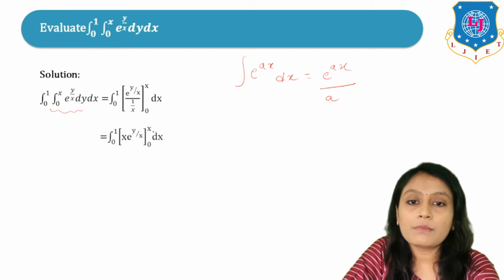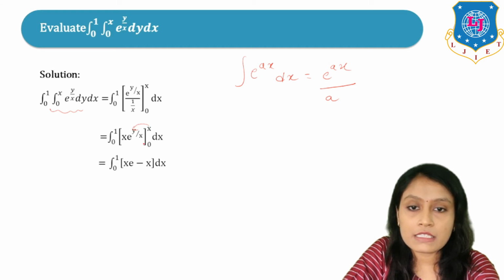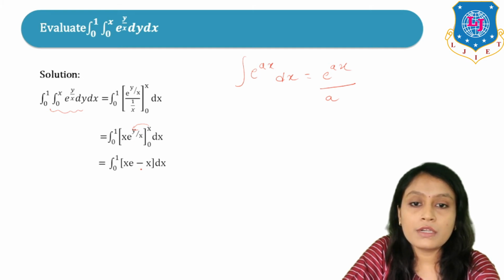Now we will apply the limit. So in place of y we will substitute x. So with this x as it is, now here e raised to x upon x, so it will become only e. So here we have e minus, now substitute the lower limit. So in place of y now we will substitute 0. So e raised to 0 is 1. So only x. Now we will integrate this with respect to x.